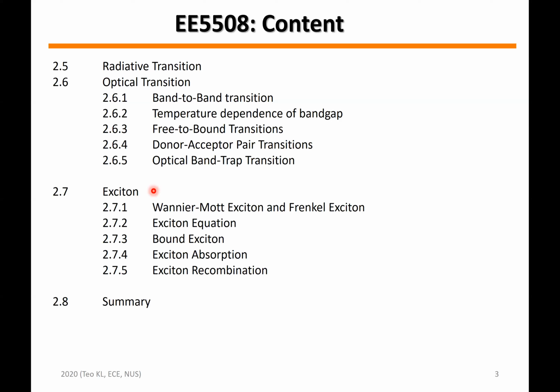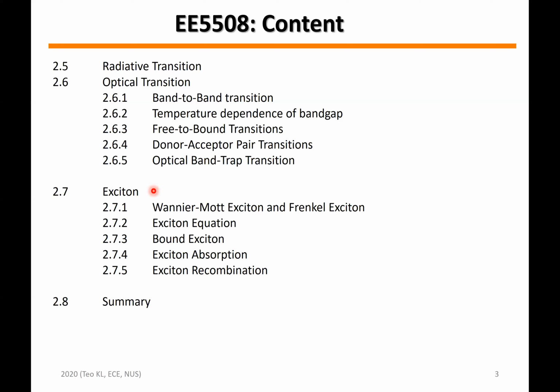Session 2.7 will discuss the concept of exciton, whereby a free electron in the conduction band and the free hole in the valence band as a pair of opposite charges experience a Coulomb attraction. Hence, the electron can orbit about the hole as if this were like a hydrogen-like atom. These are known as free exciton.